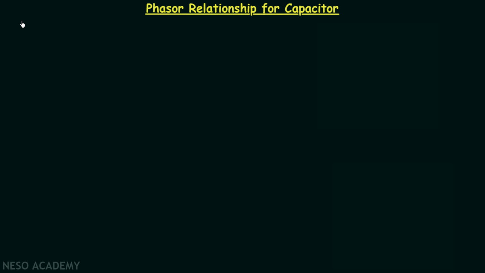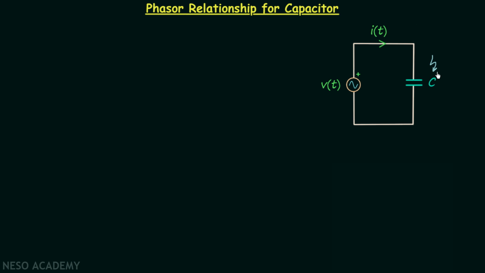In the previous two lectures, we have obtained the phasor relationship for resistor and inductor, and now we are going to find out the phasor relationship for capacitor. Here we have one capacitor with capacitance value C, and one voltage source which is sinusoidal in nature is applied across the capacitor, and current i(t) is the current in this circuit.